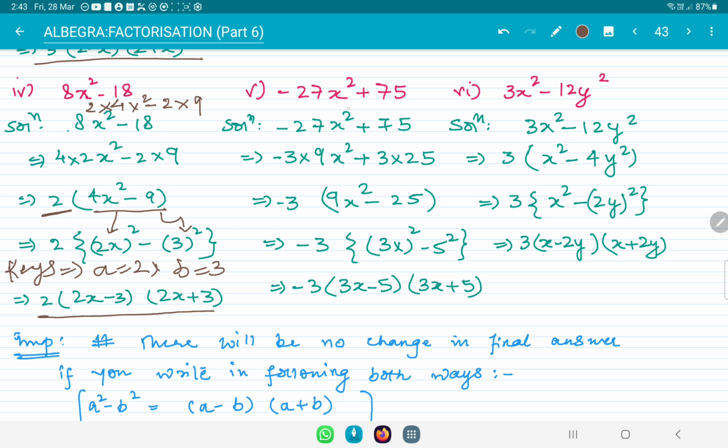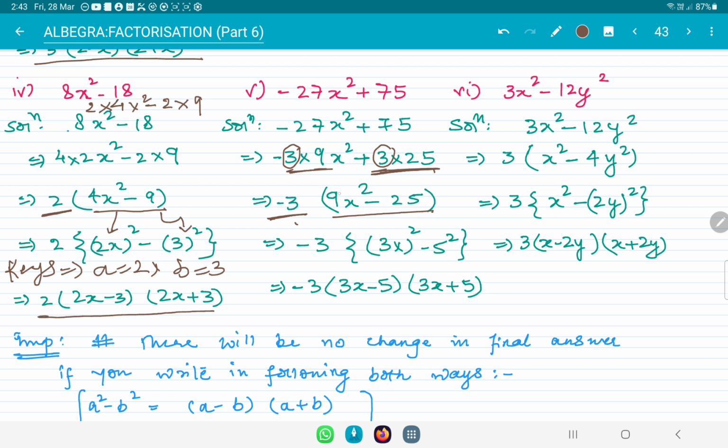Now next question, minus 27x square plus 75. So minus 27 can be written as 3 into 9 along with minus sign, x square, and 75 can be written as 3 into 25. Now you can see easily what is common. So 3 is common, it will come out. Why are we taking minus 3? Because when we take minus 3, our question will take the shape of our formula.